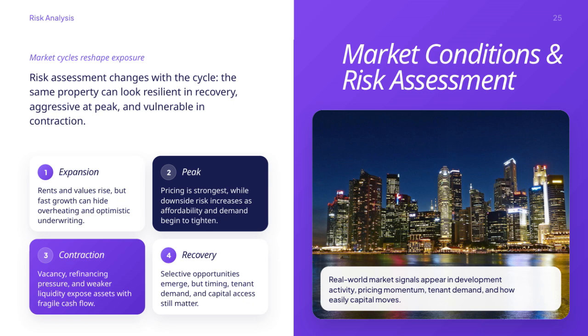In the contraction phase, challenges become more apparent. Vacancy rates rise, refinancing pressures mount, and liquidity weakens, all of which can expose assets that don't have strong cash flow foundations. Then, during recovery, selective opportunities begin to emerge. However, success depends heavily on factors like timing, tenant demand, and access to capital. Throughout these phases, real-world market signals, such as development activity, price momentum, tenant behavior, and capital flow, give essential clues about current conditions. Understanding these signals is key for effective risk assessment and making informed decisions in dynamic markets.